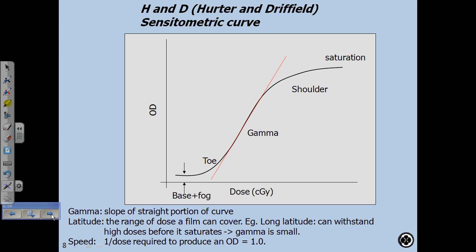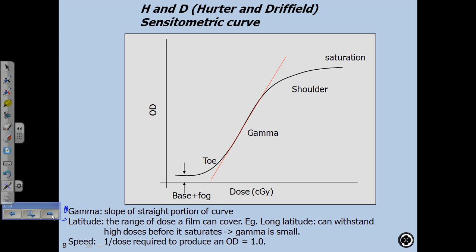Now, some terminology. The gamma of the film corresponds to the slope of the straight portion of the curve. So gamma is just the slope of the straight portion of that curve. The latitude corresponds to the range of dose a film can cover. So a long latitude film can withstand high doses before it saturates. So for a film with long latitude, the slope is going to decline. In other words, the slope is going to get smaller, which means that this film can cover a wider range of dose. With a short latitude, the slope is steeper, and the straight line portion becomes a very narrow band within the dose.